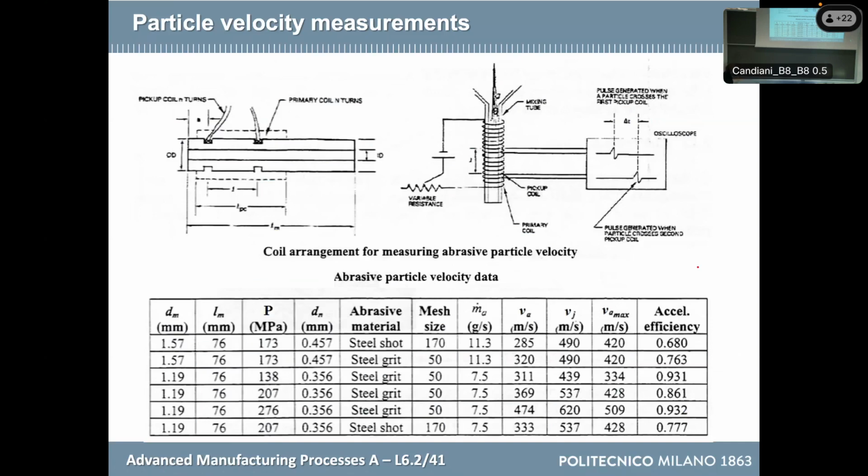This is a way. I don't like it so much because you are disturbing the jet, because the particles are not exactly the same, but this is doable. So by making some experiments, you see here the combination of the diameter of the focuser, the length of the focuser, the pressure, the diameter of the orifice, and you see that here they use steel grits or steel spheres inside, and so this is doable like that.